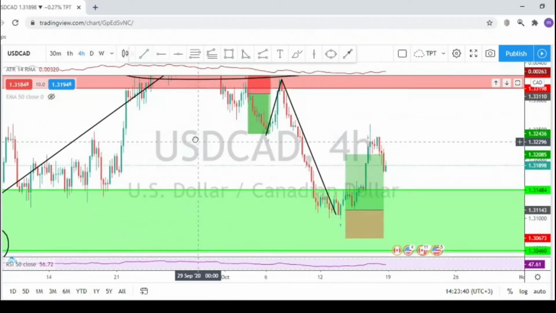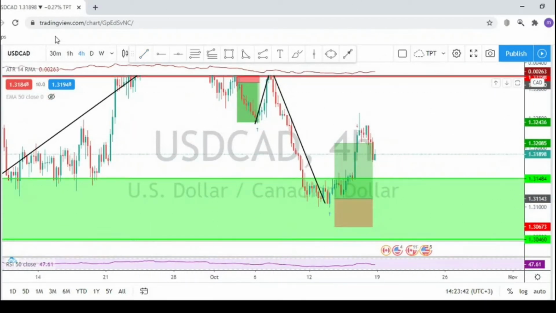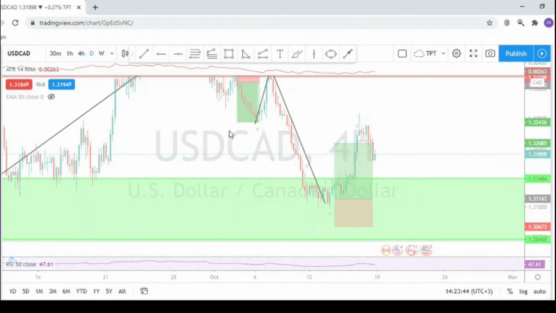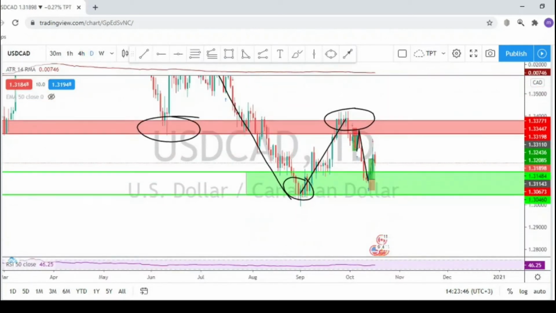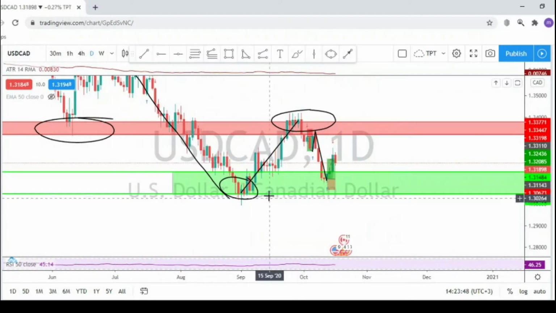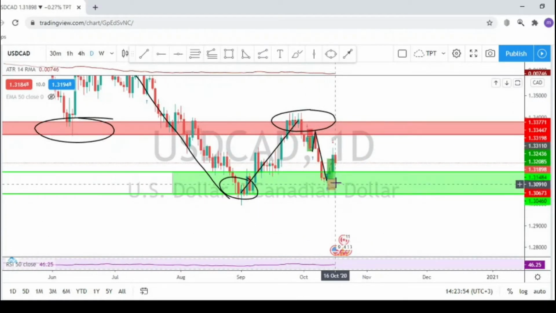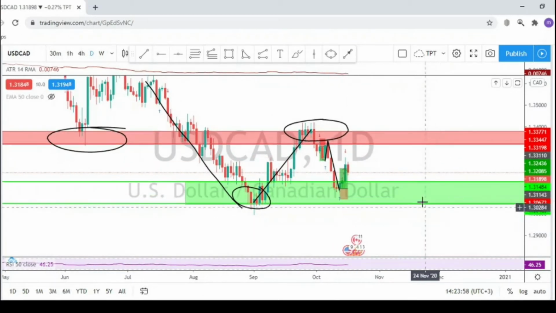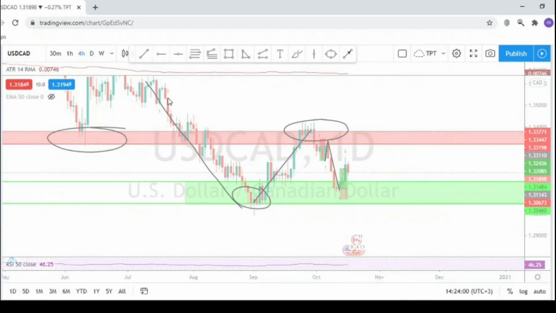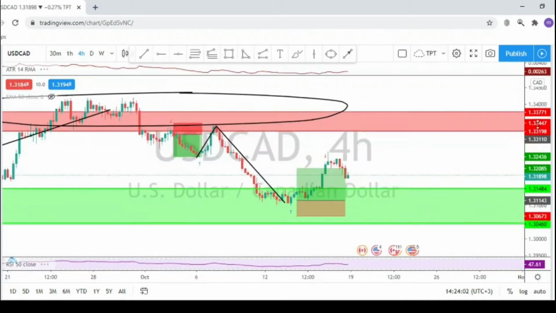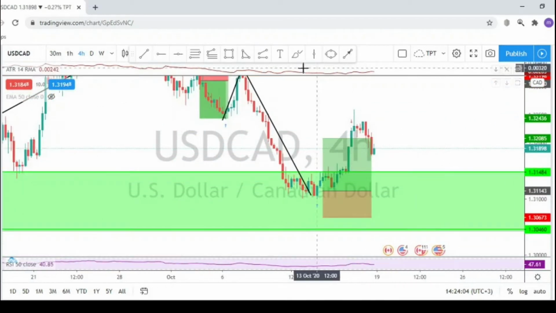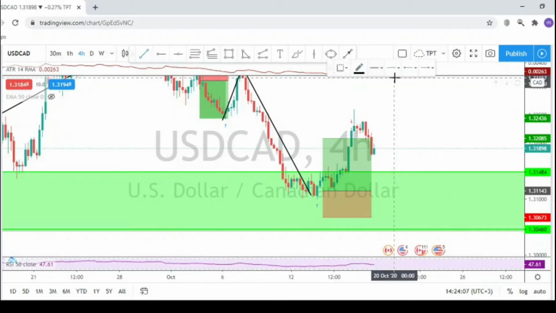Now when this market came to this level of structure, and as I marked it here on a daily time frame, this is a strong level of structure, and I expect the market, once it comes to this level of structure, there should be a bounce before it continues to the downside. So when it came to this level of structure on a 4-hour time frame, I saw this price action pattern.